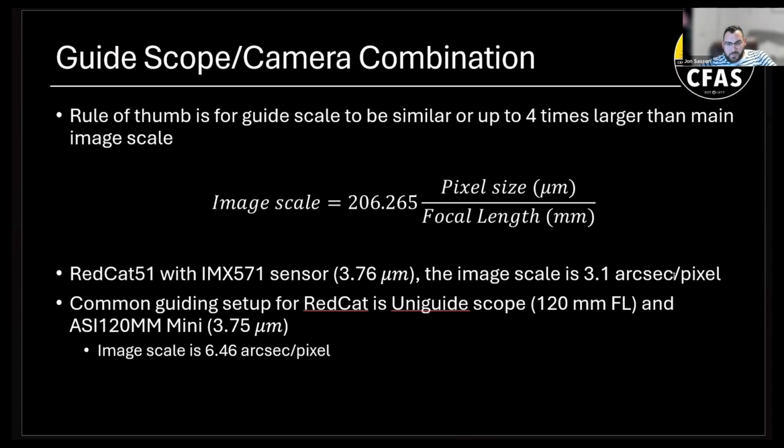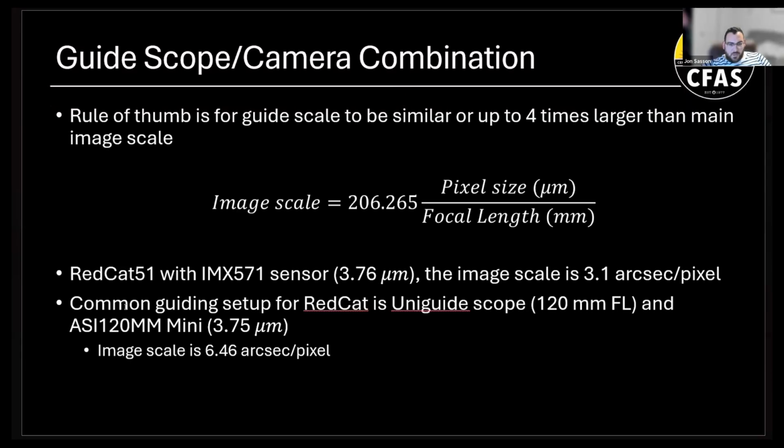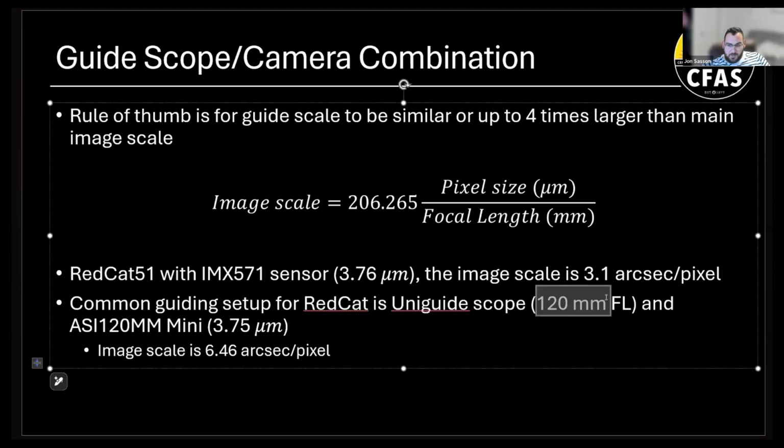So when I'm choosing my guide scope, guide camera combination, I want to make sure that I don't exceed 4 times this value, right? That's kind of like the rule of thumb. And so a very common guiding setup for the Red Cat is to use, from the same manufacturer, William Optics, this Uniguide scope that has a focal length of 120 millimeters, and an ASI camera, the ASI 120 mm Mini, that has a pixel size basically the same size as the IMX 571. And that gives me an image scale of 6.46 arc seconds per pixel.